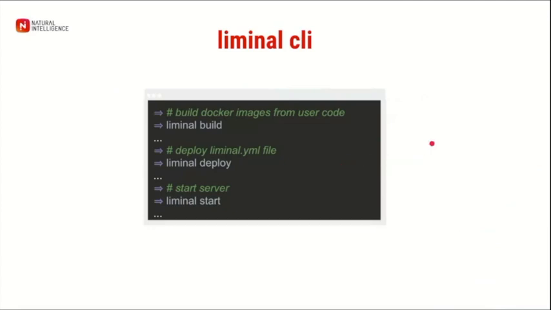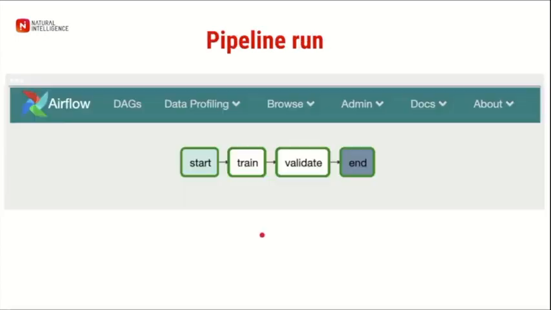Here we see an example of running Liminal on a local machine using Liminal CLI. So we have several commands. We have Liminal build, which builds Docker images from user code, Liminal deploy, which deploys a Liminal YAML to a local Liminal server, and Liminal start, which starts a local Liminal server. And when we say Liminal server, we essentially mean at this point an Apache Airflow server. In the future, there might be other implementations of the Liminal DSL that we find in the YAML that don't use Airflow, but for now, this is the only implementation that we have.